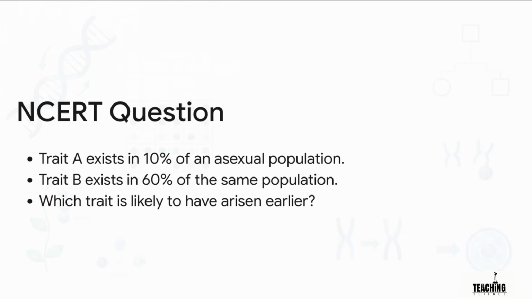Finally, I want to leave you with this highly tested, really thought-provoking NCERT question to solve on your own. If trait A is found in 10% of a population of an asexually reproducing species, and trait B is found in 60%, which trait likely arose earlier? Think about how traits accumulate and spread over time.